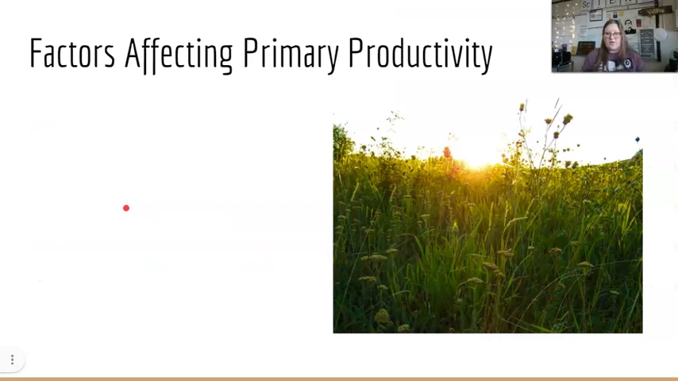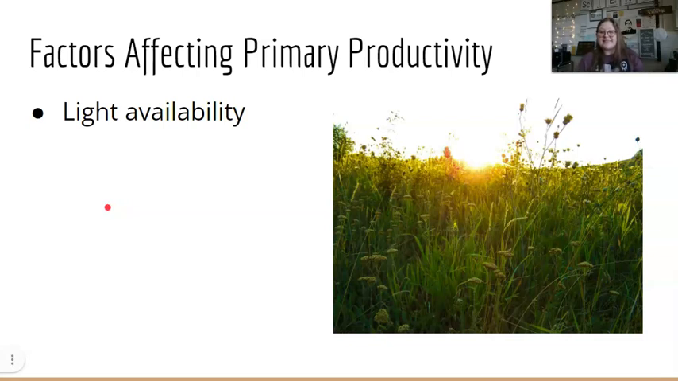So when we talk about primary productivity, again, it is how much photosynthesis is happening. So we need to know what factors are going to possibly affect that primary productivity. And if you are very confident and comfortable with the process of photosynthesis, these are probably not going to be the biggest surprise. But plants need light to photosynthesize. So if there's not as much light available, they're not going to be able to do as much photosynthesis.